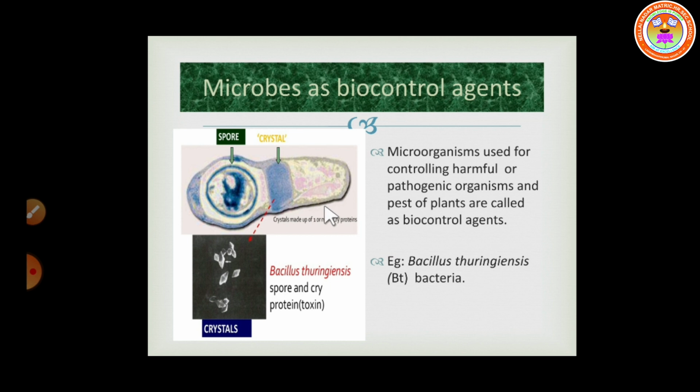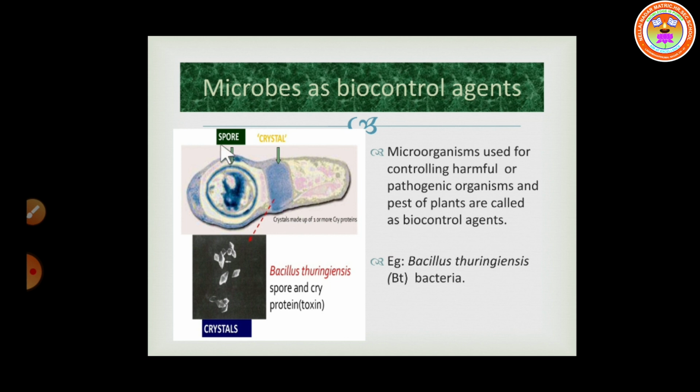This Bacillus thuringiensis, which is called Bt bacteria, is a species of bacteria that produces a protein called Cry protein. What do you mean by Cry protein? The Cry protein is the crystal protein. This protein is toxic to the insect larva, and it kills them.